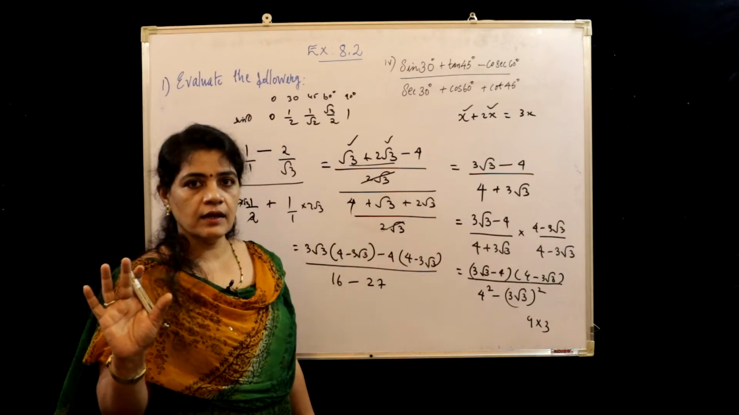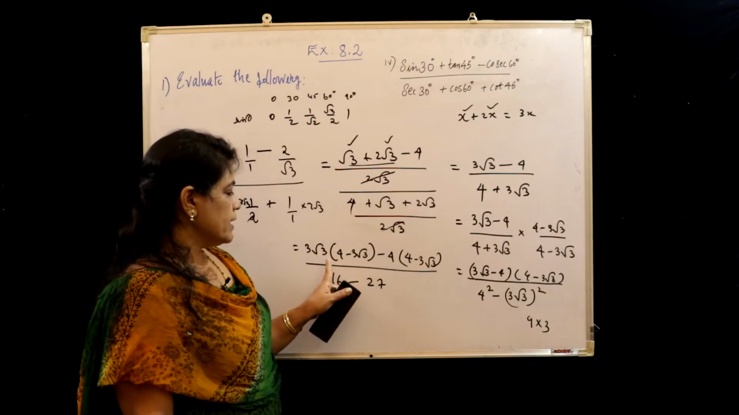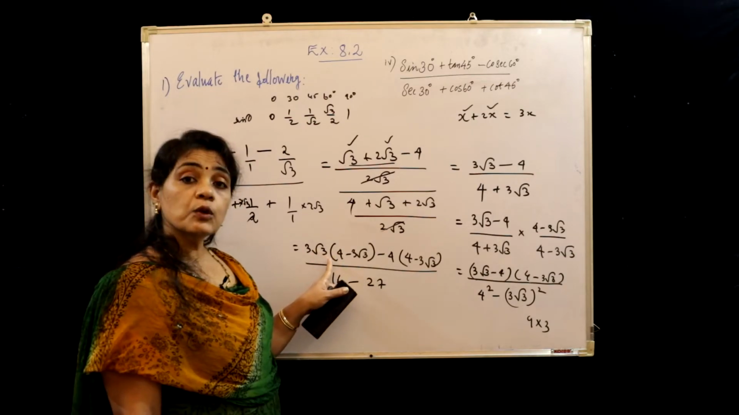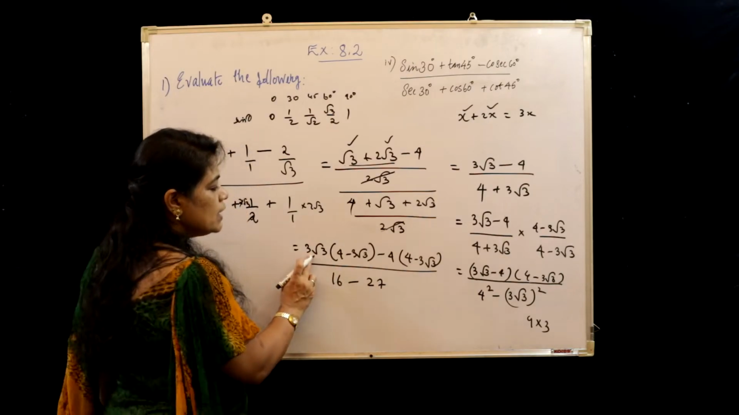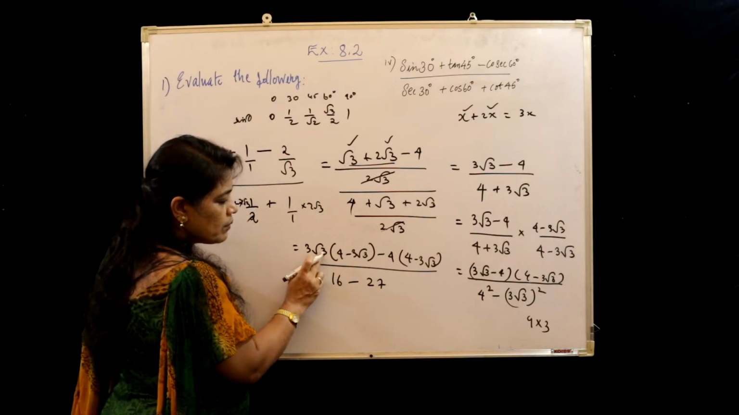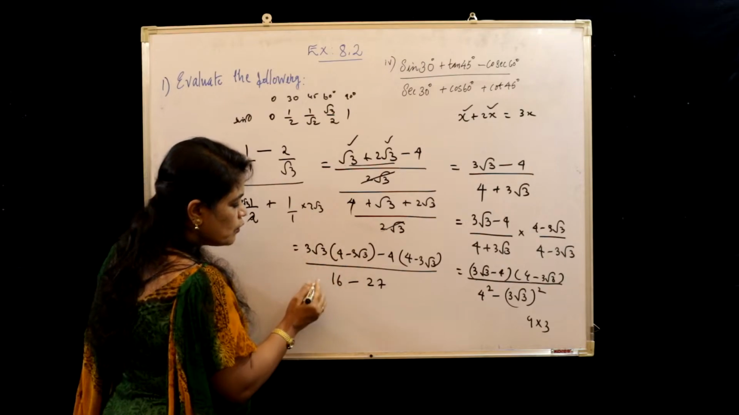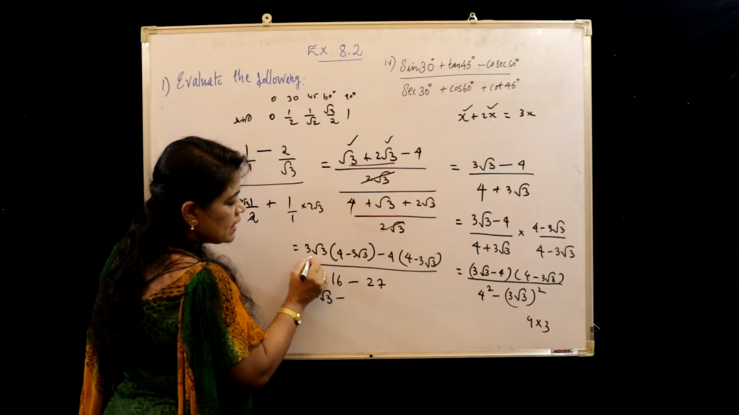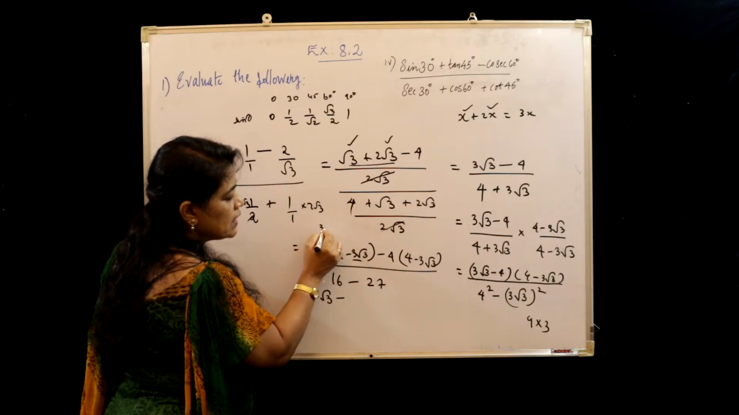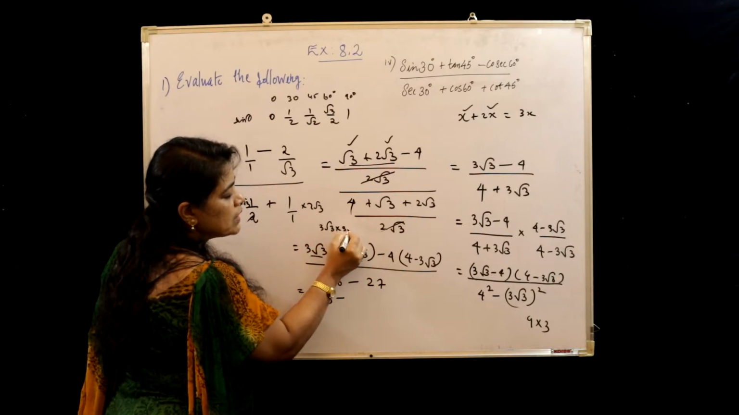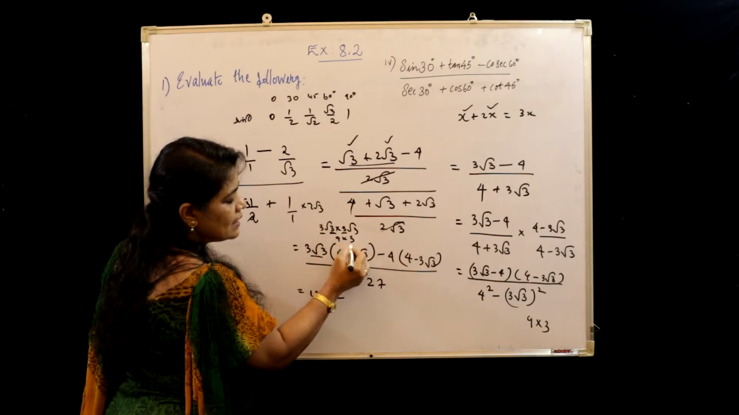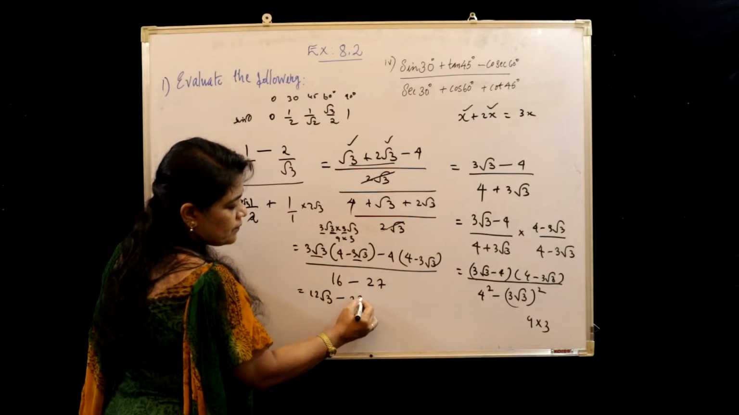Idea is clear, children? Okay, yes. Now we can multiply, open the bracket, using multiplying with 3 root 3 outside. So 3 root 3 into 4, that is, we can multiply this 3 into 4, 12 root 3 minus 3 root 3 into 3 root 3, 3 3s are 9 and root 3 into root 3, 3, that is 27.